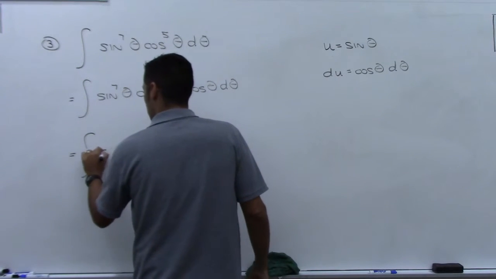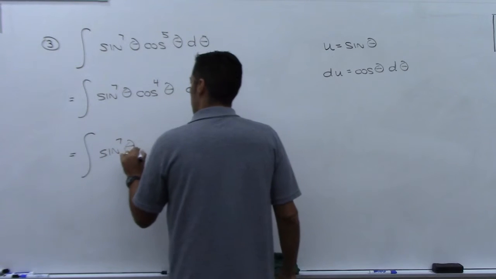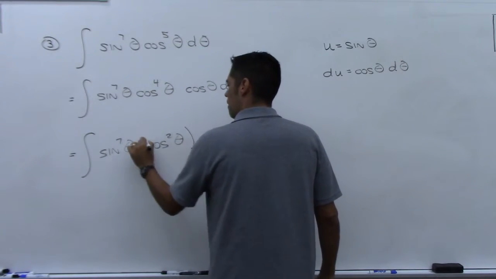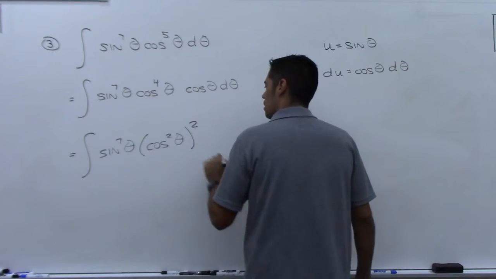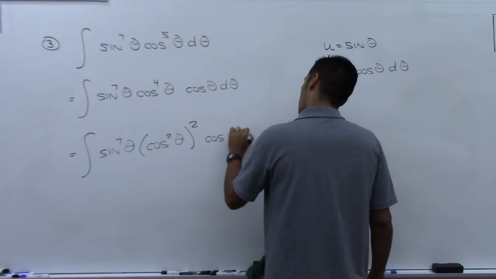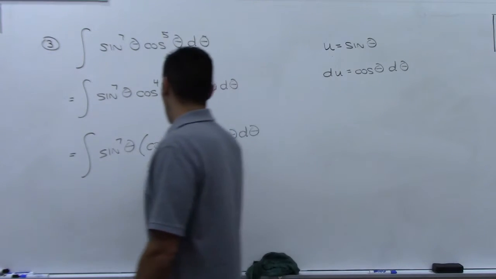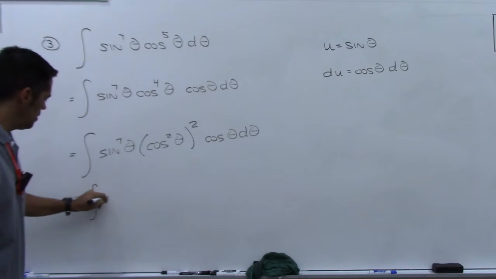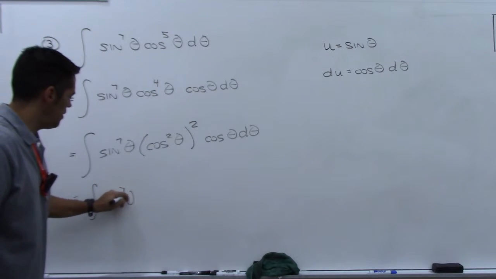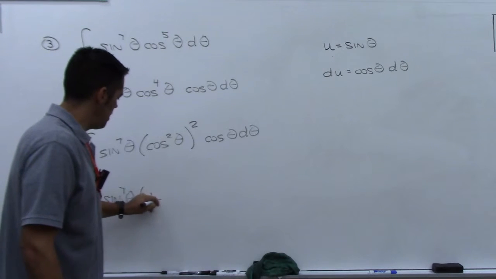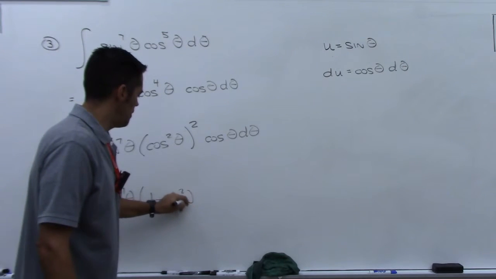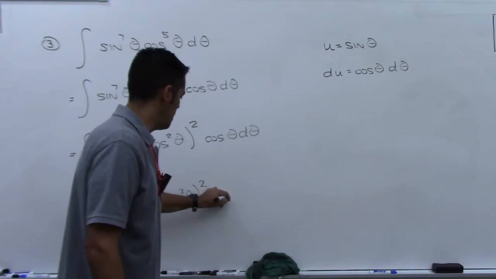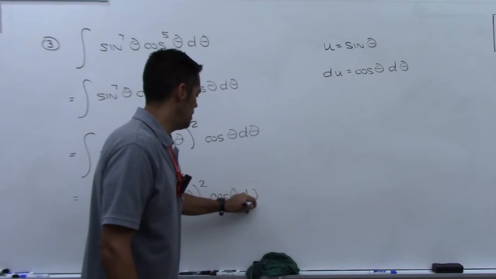So what I'm going to do is I'm going to realize first that cosine to the fourth is really cosine squared, squared, and then cosine theta d theta. Now I can use the Pythagorean identity here. So we have integral sine to the seventh theta, and then this is (1 minus sine squared theta), but then that entire quantity squared, and then cosine theta d theta.